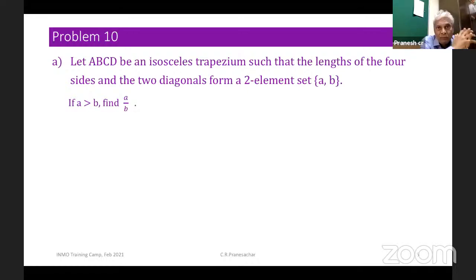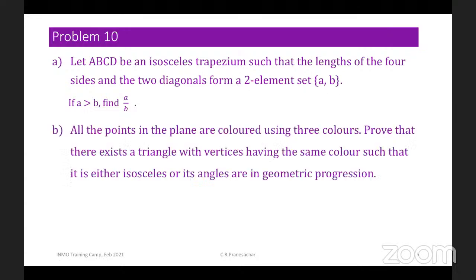So let's see what the problem means. How many lengths are there totally when you take the isosceles trapezium and look at the sides and the diagonals? You have 6 lengths, 4 sides and 2 diagonals. The lengths of all these 4 sides and 2 diagonals form a two-element set {a, b}. This means each side is either a or b, and each diagonal is either a or b. But since the diagonals of an isosceles trapezium are equal, both will be a or both will be b. Sir, is the answer 1 root 2? Yes, sir.